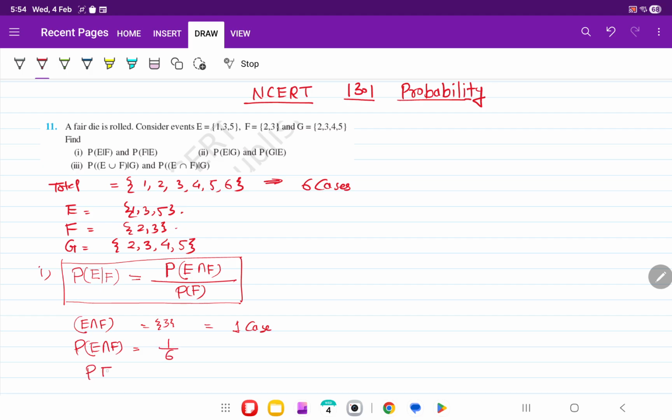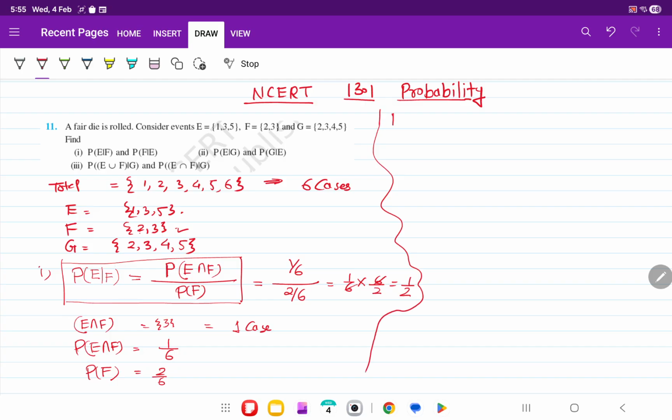And what is the probability of event F? In event F, there are 2 cases, 1, 2, so 2 cases out of 6. So the probability of E when F has happened is 1 by 6 divided by 2 by 6, correct? So it will be 1 by 6 into, this will flip, 6 by 2, cancel. So the answer is 1 by 2. The first part is done, correct?